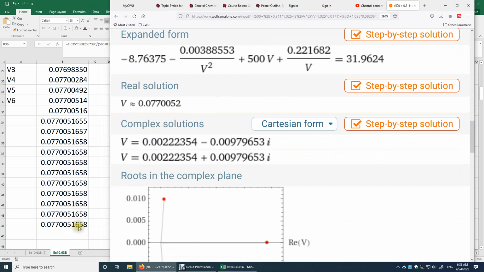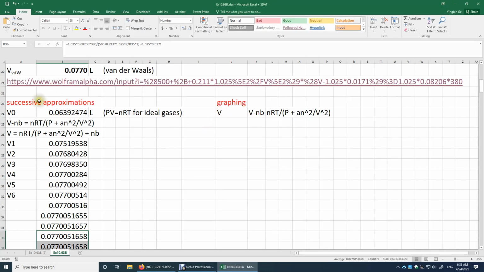770052. I got 51658. So our method of successive approximations provides a total of 10 decimal places. Over here it's only 7. So again, if you want precision of 100 decimal places, you can just drag it down. All right, so this is the second method. It's called the method of successive approximations.